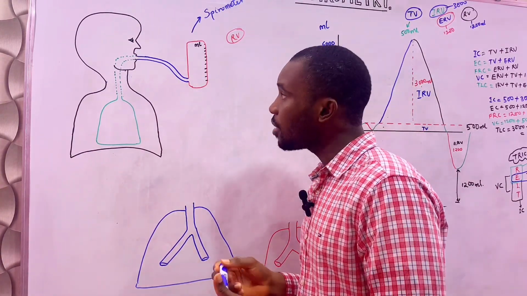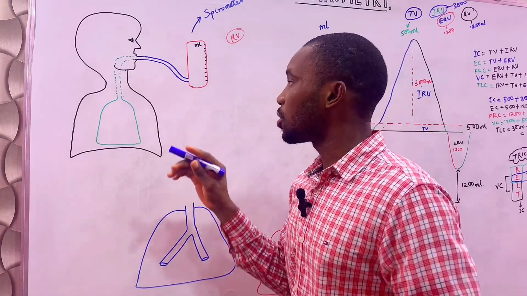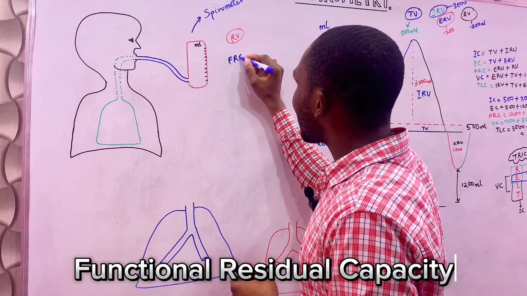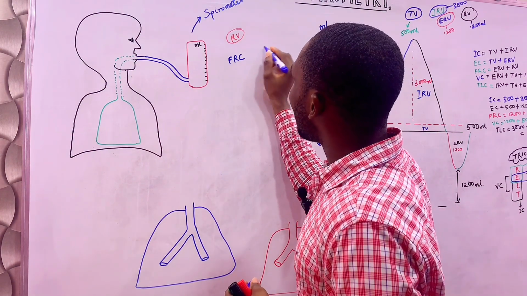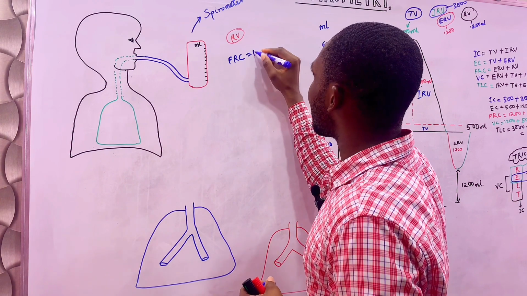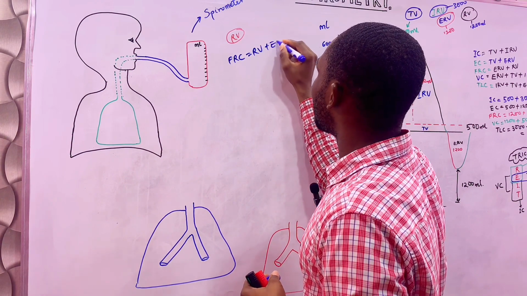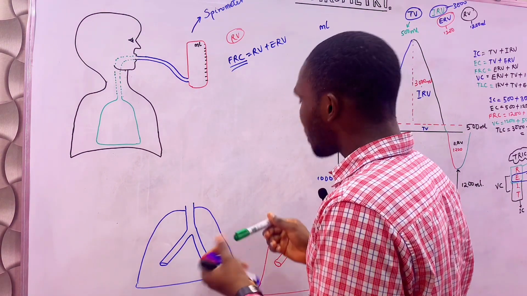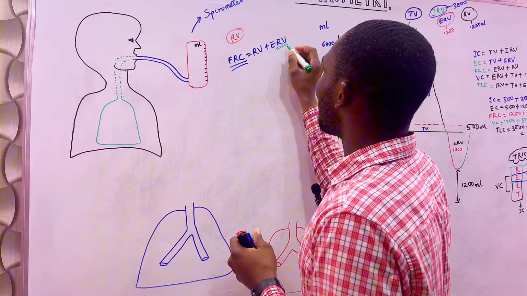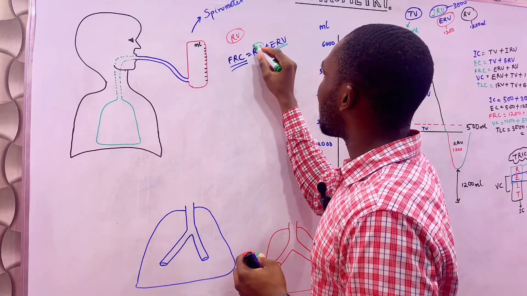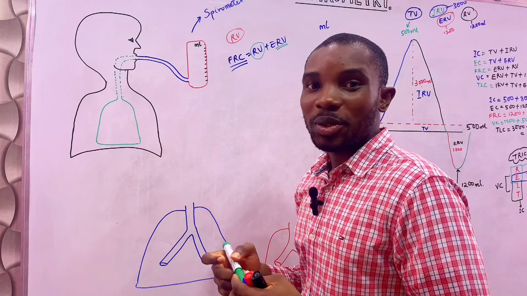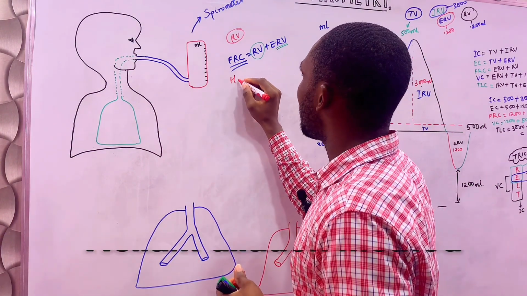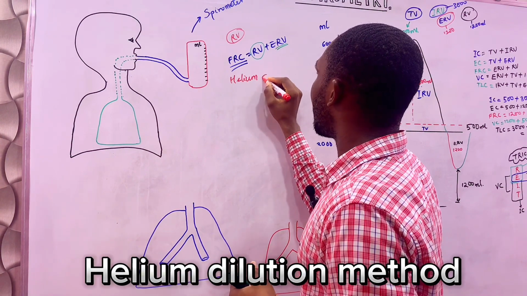Now, scientists have found a way of measuring this residual volume from measuring the functional residual capacity. Since they know that functional residual capacity is residual volume plus expiratory reserve volume, they measure this and then subtract the expiratory reserve volume. That would give them the residual volume. How do they measure it? There are two major methods they use. One is the helium dilution method.